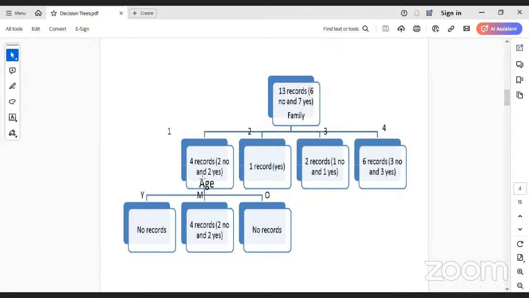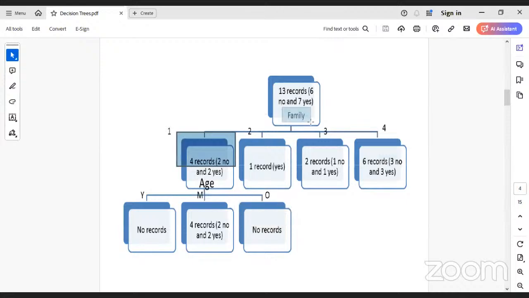Okay, so coming to the first category, it is not a leaf, so we cannot stop here, we need to continue. The second one, again it is a leaf, so we can stop here. The third one is not a leaf because we have two records, one yes, one no. We cannot stop here, we have to proceed further. Again, there are 6 records divided into 3 no and 3 yes. We can split further.